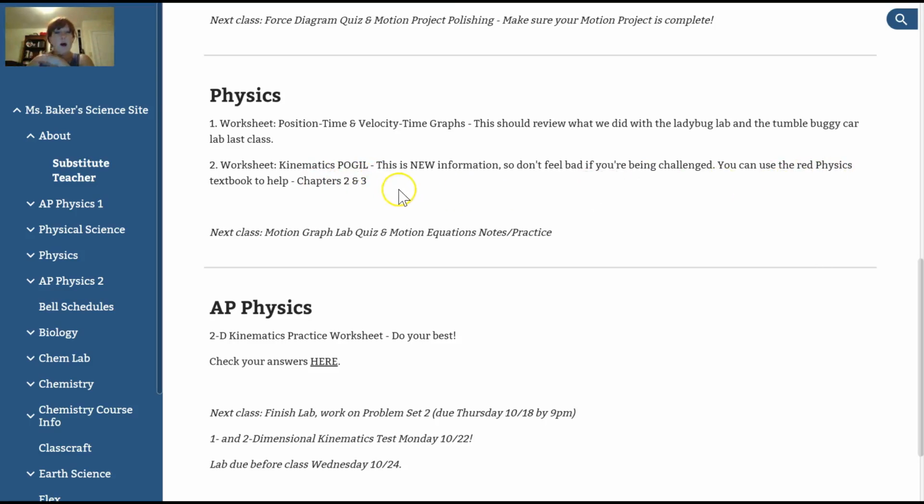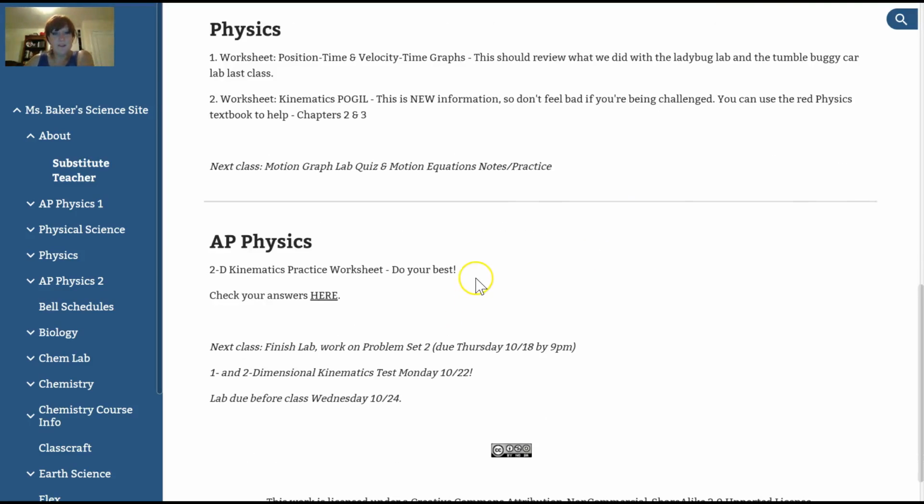Then next class we'll have a lab quiz on the motion graphing labs, like the Tumblebuggy car lab especially. And then we will have some notes on motion equations. We'll also go over graphing just a little bit to make sure you really got those velocity time graphs, and we'll do some practice problems. So be prepared for a lab quiz on the Tumblebuggy, the red and blue car lab next time. All right, so you guys are good. Go get to work.